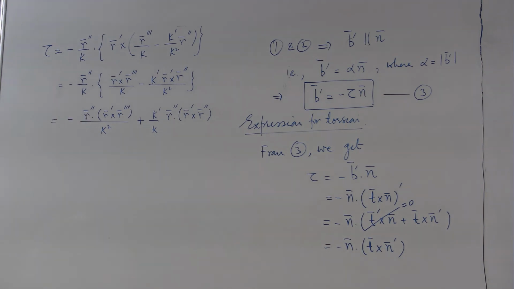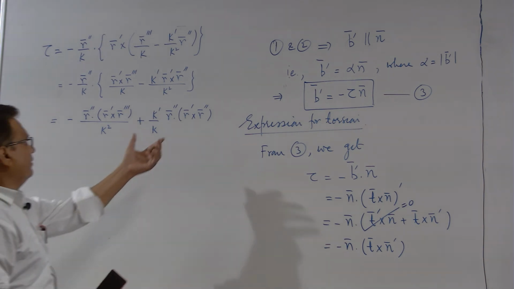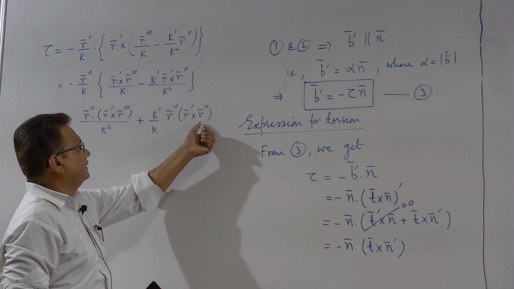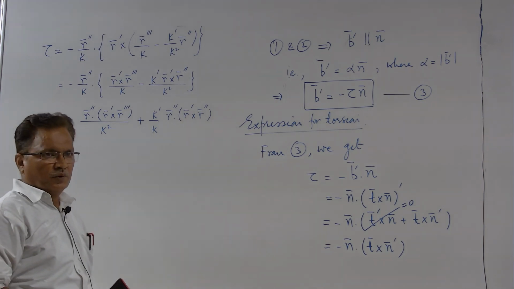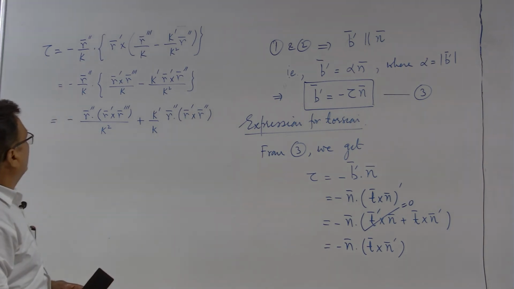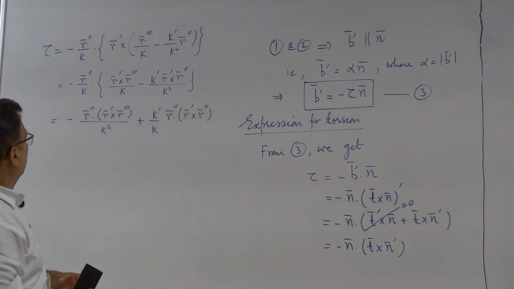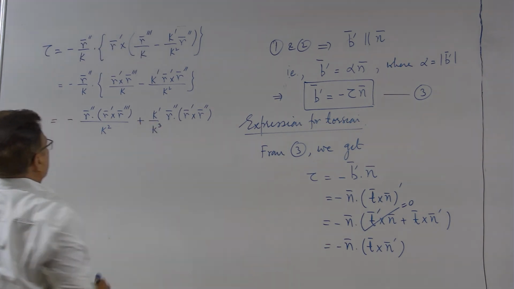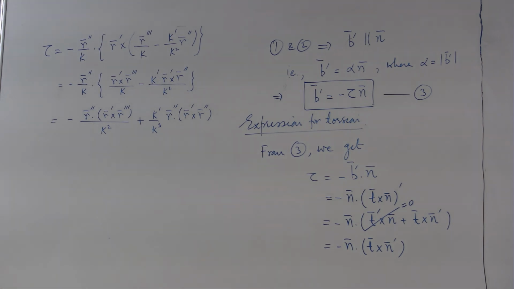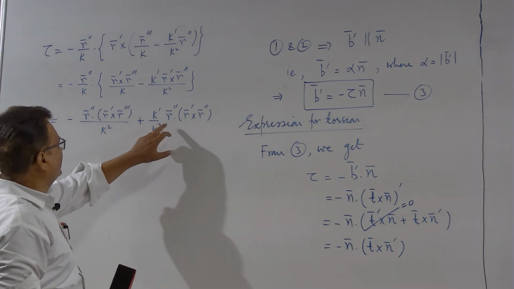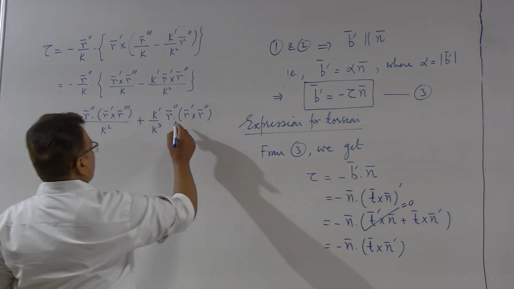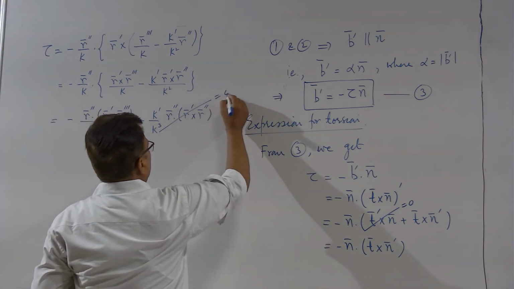Now, the second term in this expression is 0, because you have a scalar triple product in which the vector r double dash is repeating twice. It is k cube, sorry, k cube, you are right. Anyway, it does not matter, this is 0, because r double dash is repeating in this scalar triple product. So, this term goes off.